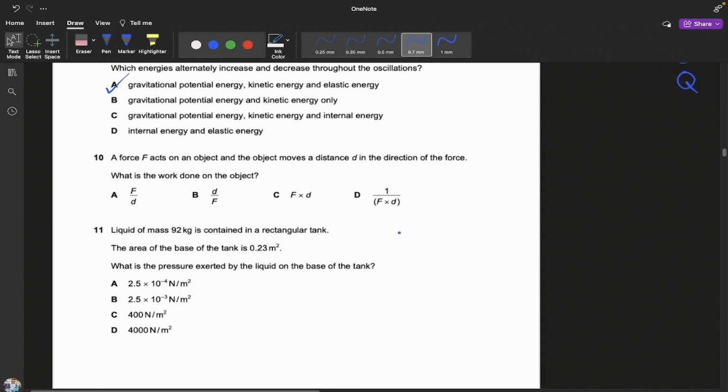Last question, question number 10. A force F acts on an object and the object moves a distance d in the direction of the force. What is the work done on the object? Work done, you have to remember the equation, force times distance. So force is F and distance is d. Answer is C. That's it for this paper.